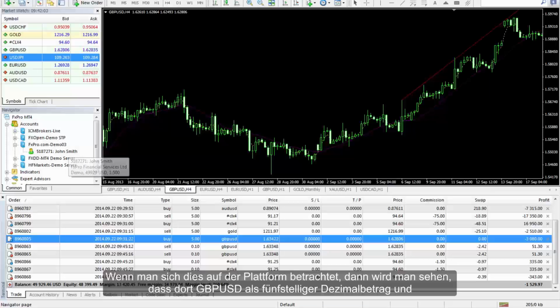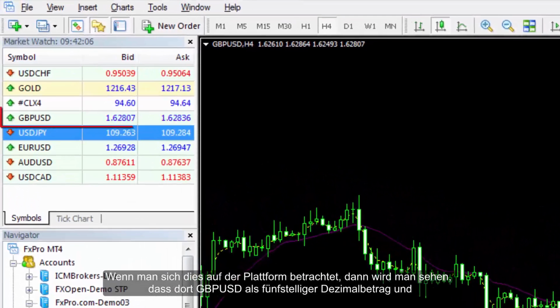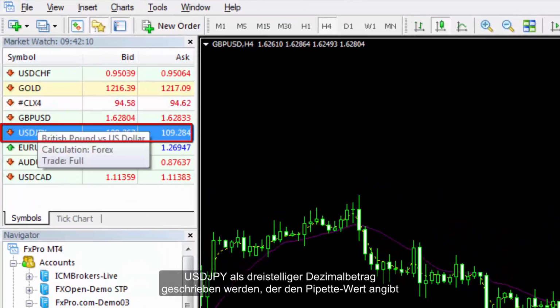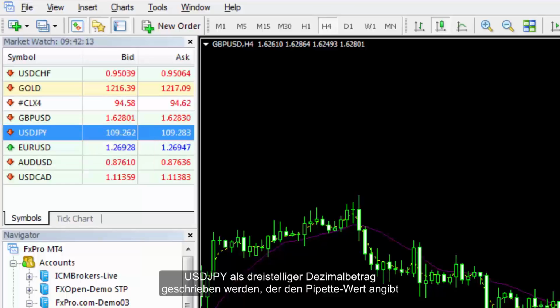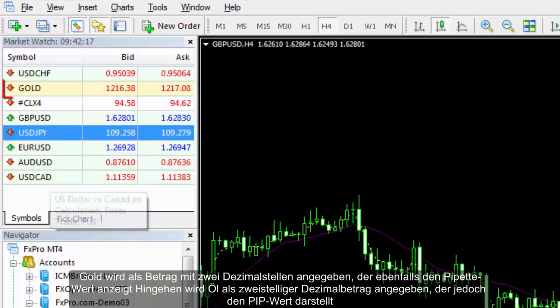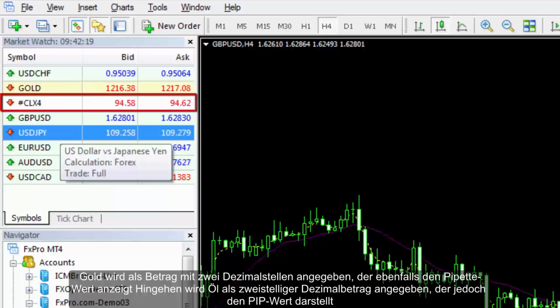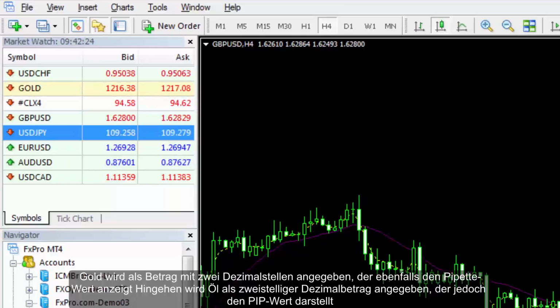If you actually look up on the platform, you will see here British pounds against US dollars is shown in 5 decimal format, and US dollars against Japanese yen is in pipette values, since it has 3 decimal digits. It is also clear to see gold prices, which are measured in pipette with 2 decimal places, and again oil is also represented with 2 decimal places, but in pip format.